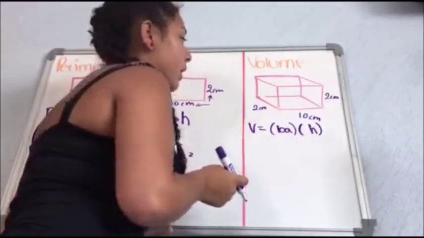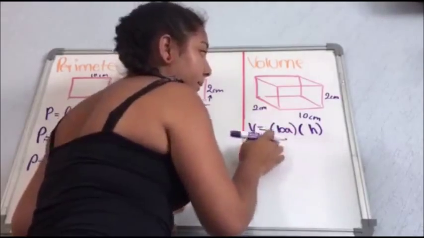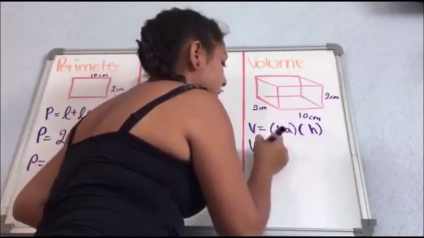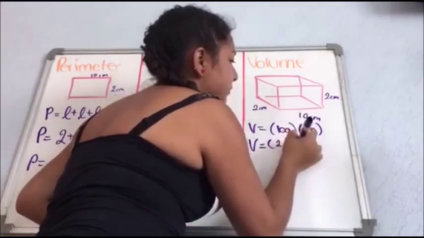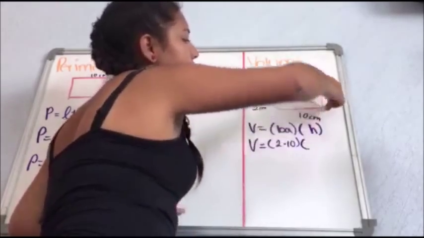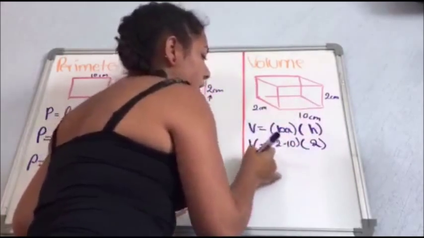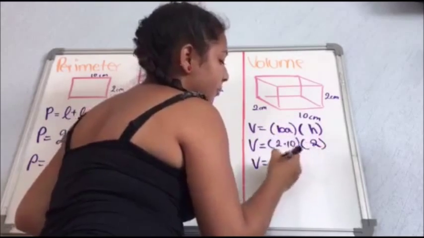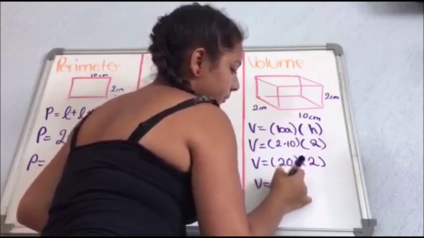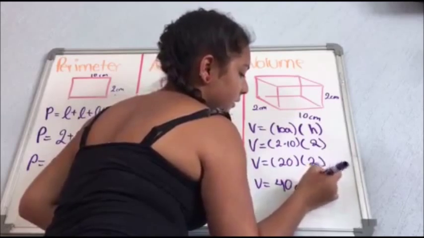For the volume, we need to take out the area of the base, because we know that we have to multiply 2 by 10, and when we multiply this, we have to multiply it by the height of the rectangular prism, which is 2 in this case. So we start with the first parenthesis, it's 20, and then by 2. And the volume of this rectangular prism will be 4 cubic centimeters.